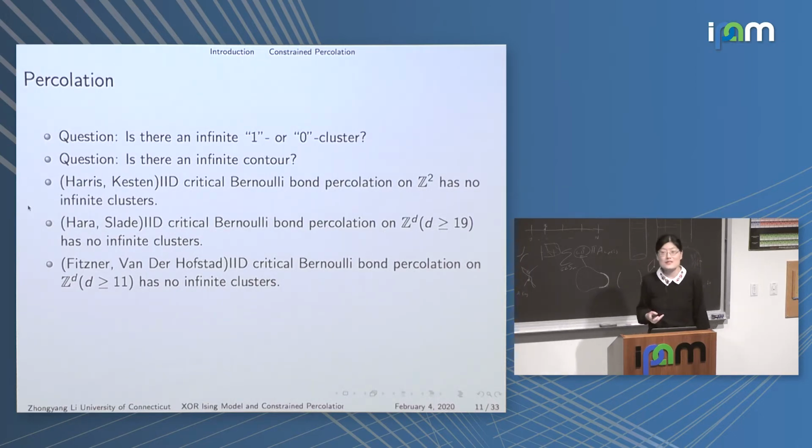So it is known that there is a critical value pc. When p is less than pc, then almost surely there are no infinite clusters, and when p is greater than pc, almost surely there exists exactly one infinite cluster. Then the question is what happens at pc. So this turns out to be a hard problem, and for the square grid, i.i.d. critical Bernoulli bond percolation, it is proved that there are no infinite clusters. And for the higher dimensional cubic lattice, for example, when the dimension is greater than or equal to 19, it is proved that the i.i.d. critical Bernoulli bond percolation has no infinite clusters. And this result recently has been extended to dimension d greater than or equal to 11.